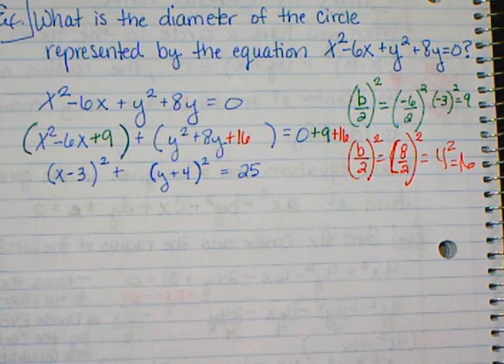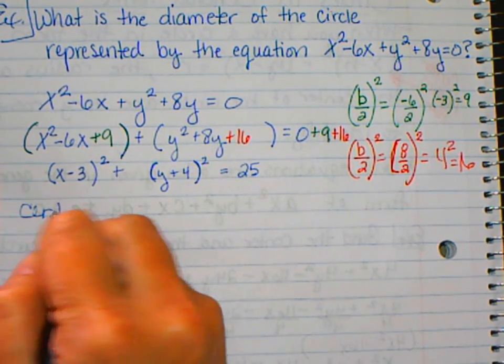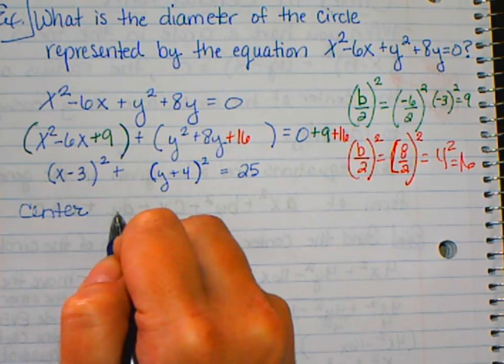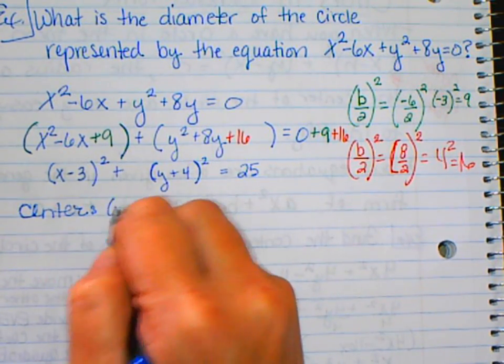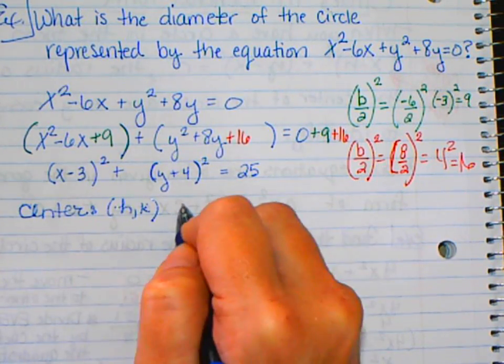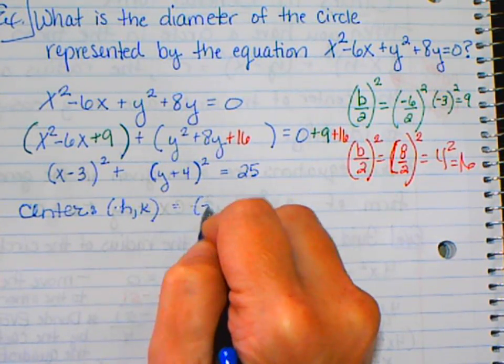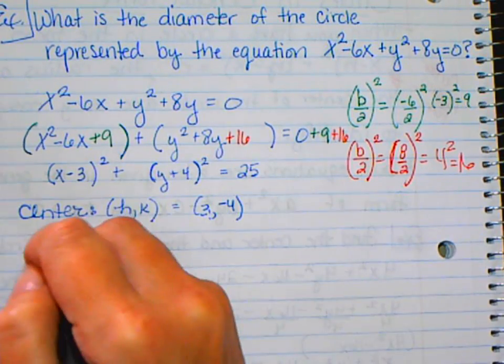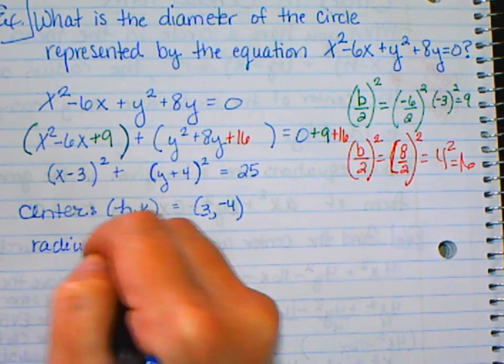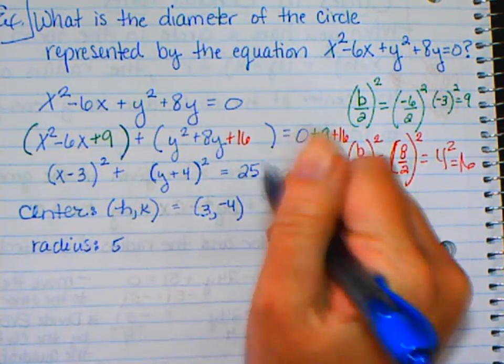So it didn't ask us, but where is the center of this circle? Plus 3, comma, negative 4. Change the signs. But it didn't ask us for that. What is the radius? 5. So square root of 25.